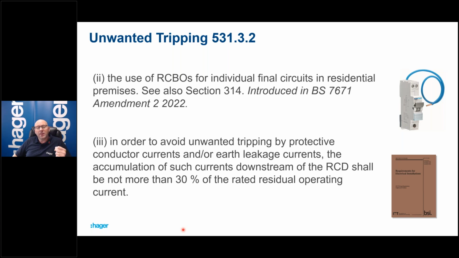And then there's indent 3, which talks about making sure that any downstream currents to the RCD is not more than 30% of the rated residual operating current. Okay, so if you were to look at a 30 milliamp device, that would be 9 milliamps. So if you had an RCCB feeding a bank of circuit breakers, you would need to ensure that you weren't seeing more than 9 milliamps worth of leakage across those devices before you start to breach this consideration here.